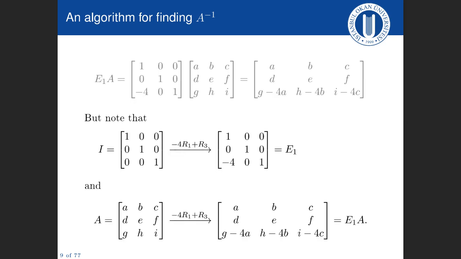Let's look at the first one, E1A. Note that if we start with the identity matrix and we do the row operation minus 4 row 1 plus row 3 goes to the new row 3, we get E1. Or if we start with A and we do exactly the same elementary row operation, that's minus 4 row 1 plus row 3 goes to row 3, then we get E1A.